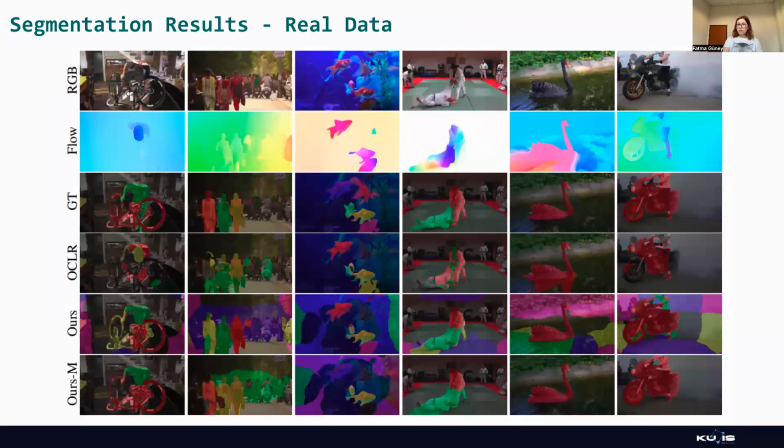Some qualitative results compared to Ocular, which relates flow from multiple frames. As you can see, Ocular fails when flow estimation fails, like in the karate case or the swan, or when the objects are static, like the bike. Our method does not rely on flow for inference, therefore it does not suffer from these issues.